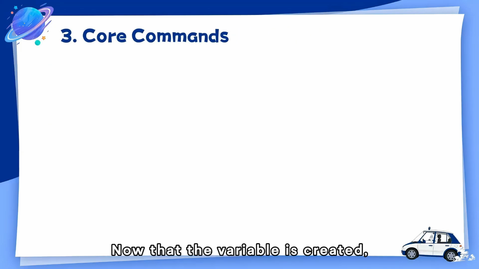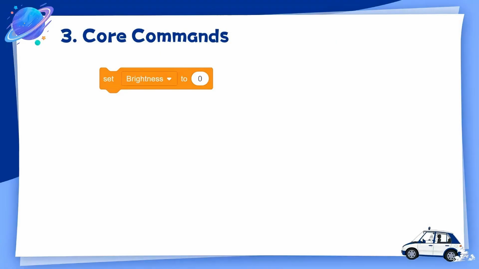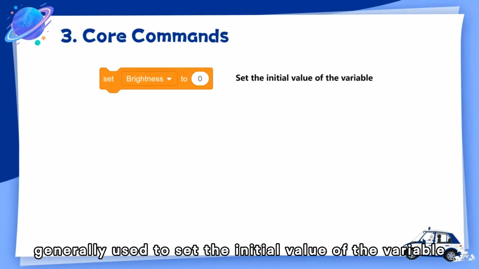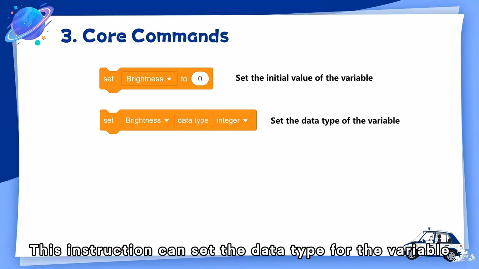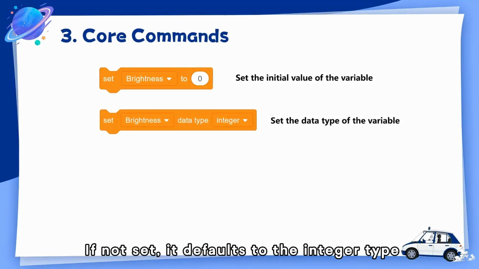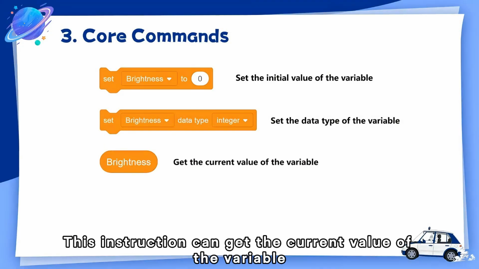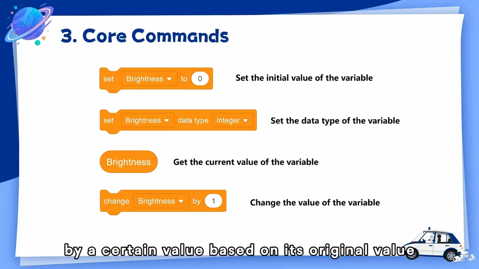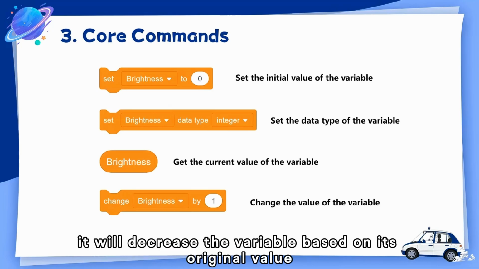Now that the variable is created, let's get to know a few core instructions related to variables. This instruction can set a value for the variable, generally used to set the initial value of the variable. This instruction can set the data type for the variable. If not set, it defaults to the integer type. This instruction can get the current value of the variable. This instruction can increase the variable by a certain value based on its original value. If a negative number is used, it will decrease the variable based on its original value.